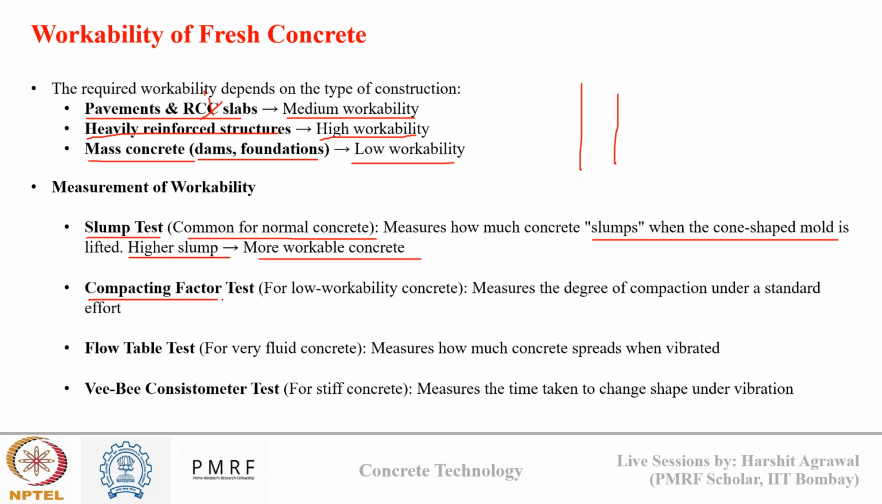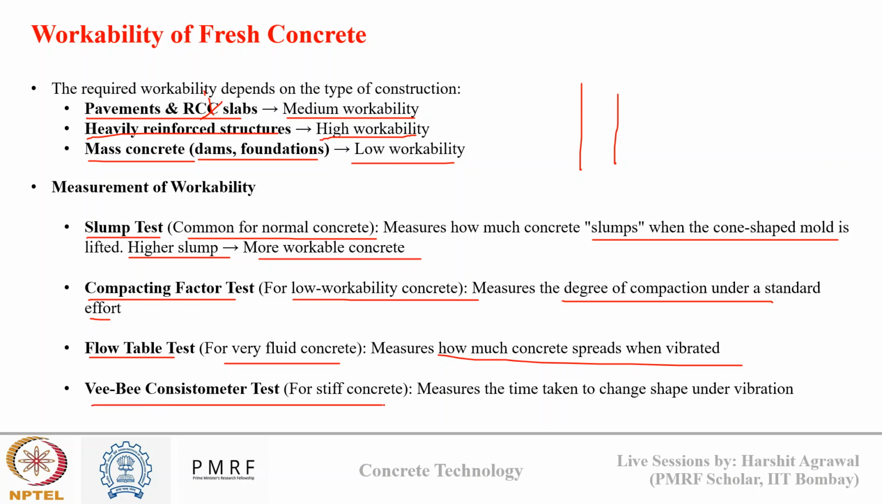Then there is compacting factor test, which is used for low workability concrete to measure the degree of compaction under a standard effort. There's flow table test, which is used for very fluid concrete to measure how much concrete will spread when vibrated. And there's VB consistometer test, which is used for very stiff concrete, which measures the time taken by concrete to change its shape under vibration.